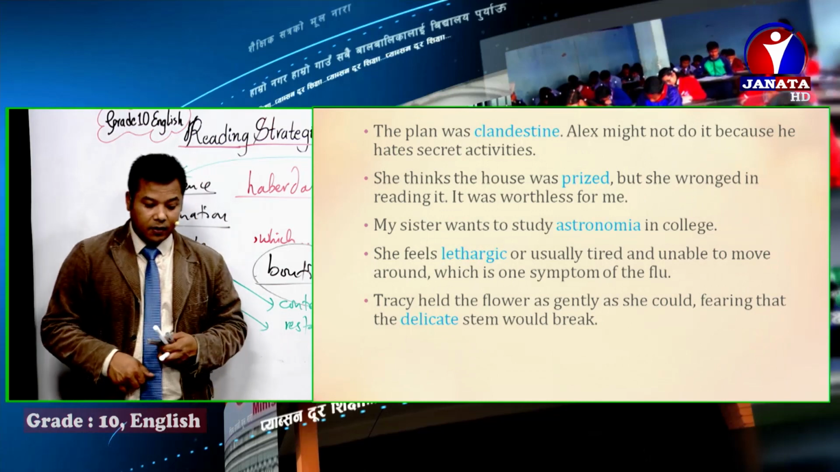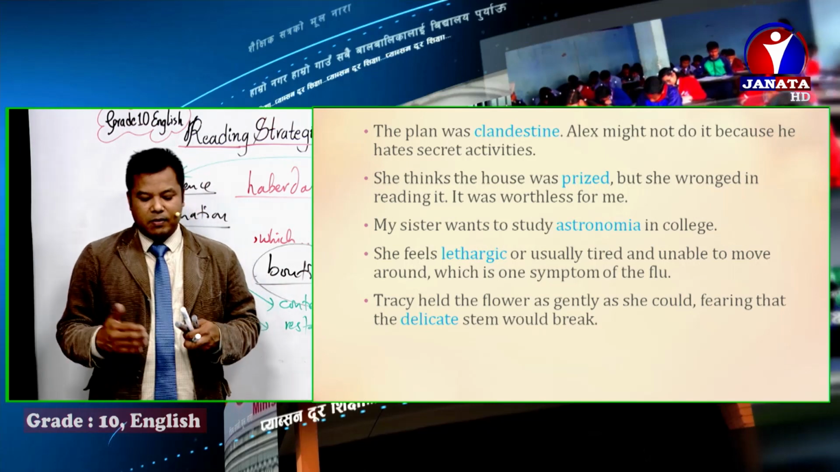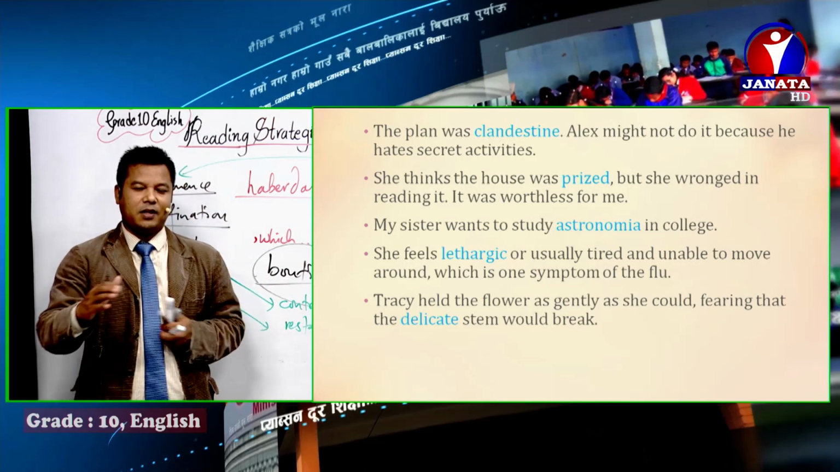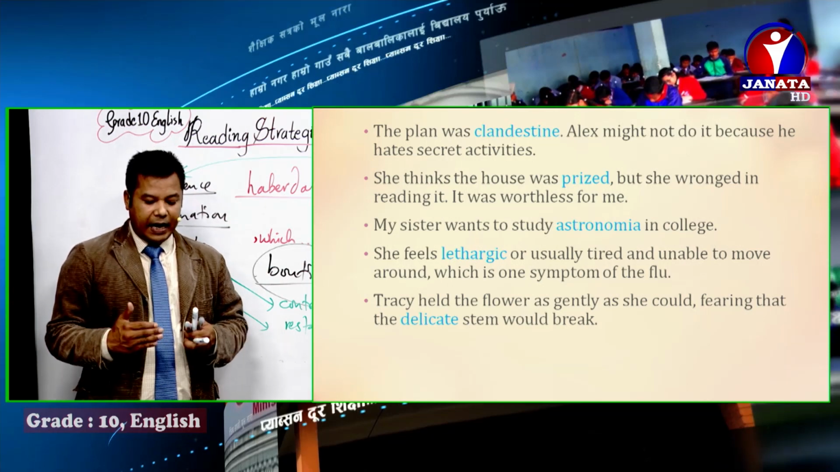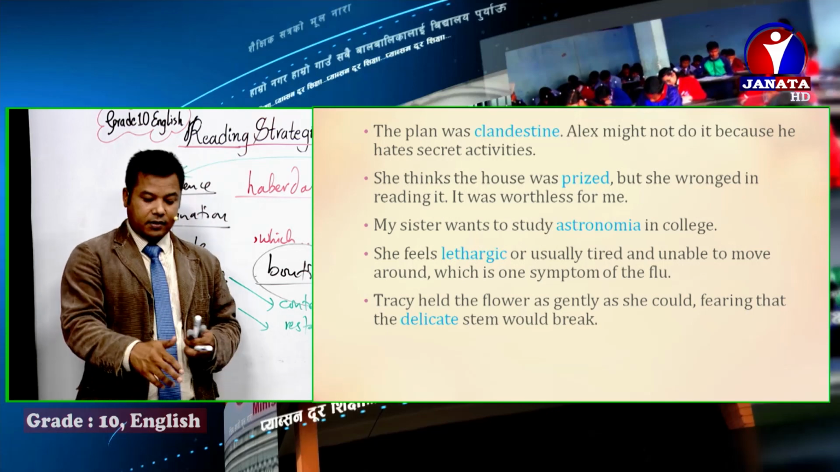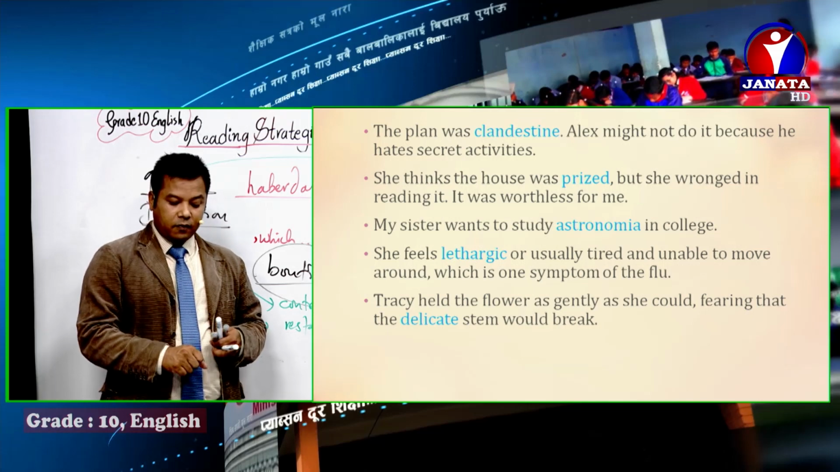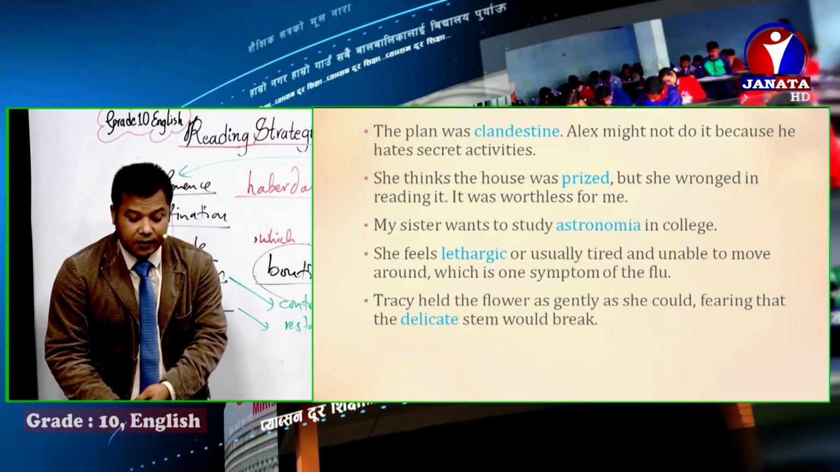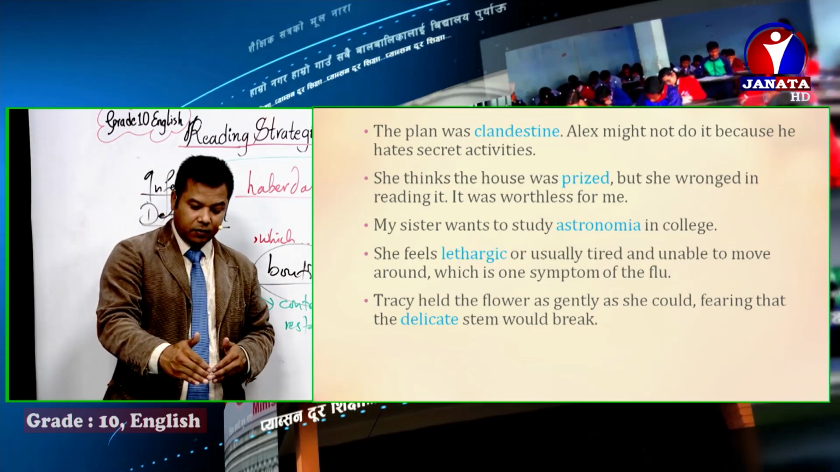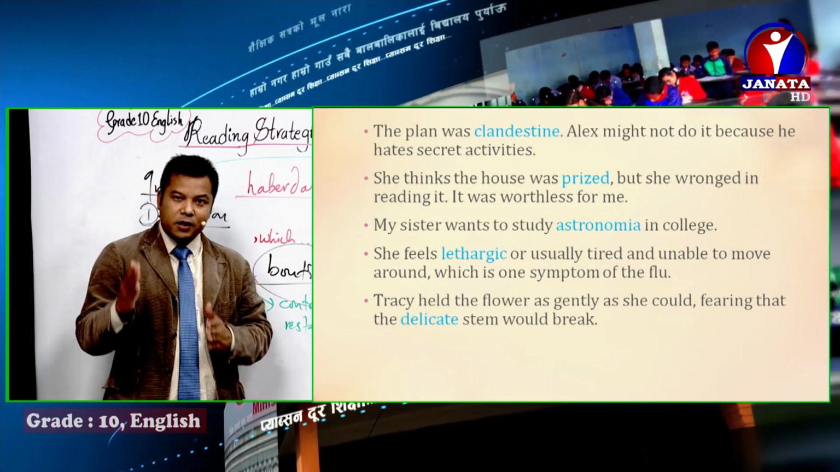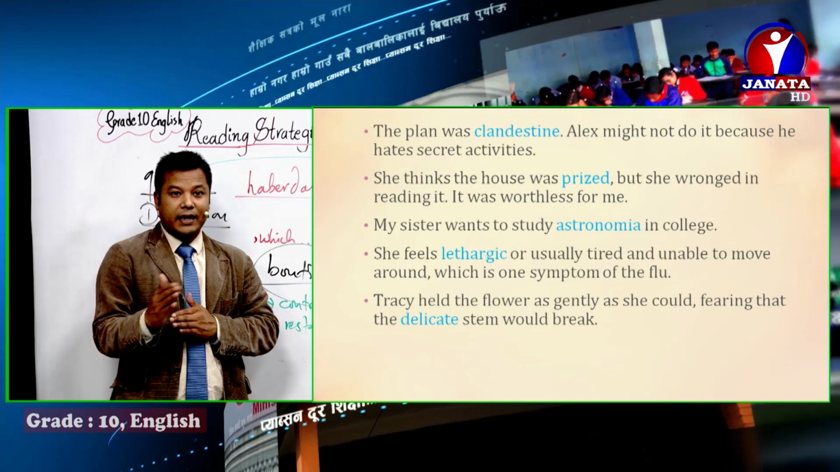More examples. Number third, my sister wants to study astromania in college. It's not a new word. Someone just replaced a Spanish word. Astromania is like astronomy. So astronomy, this is astronomia. You apply the cognate skill here again. If we go for fourth, she feels lethargic or usually tired and unable to move around, which is one symptom of the flu. Example. See, what is being lethargic? You are absolutely tired and then you cannot move around, and this is what the example you will get.